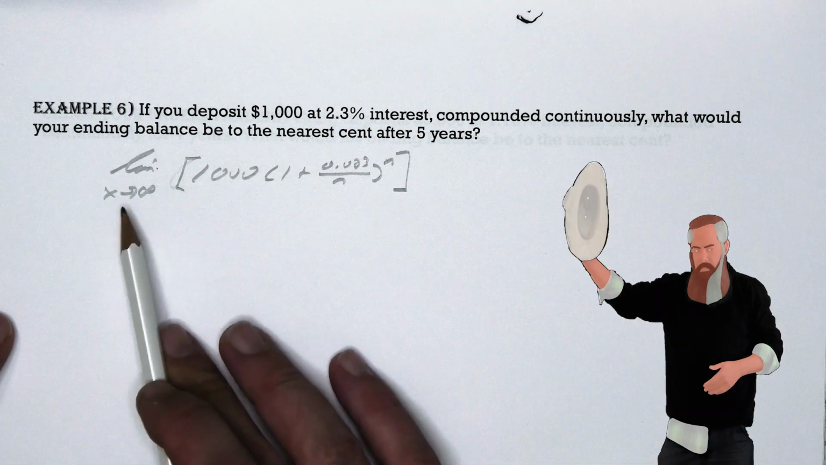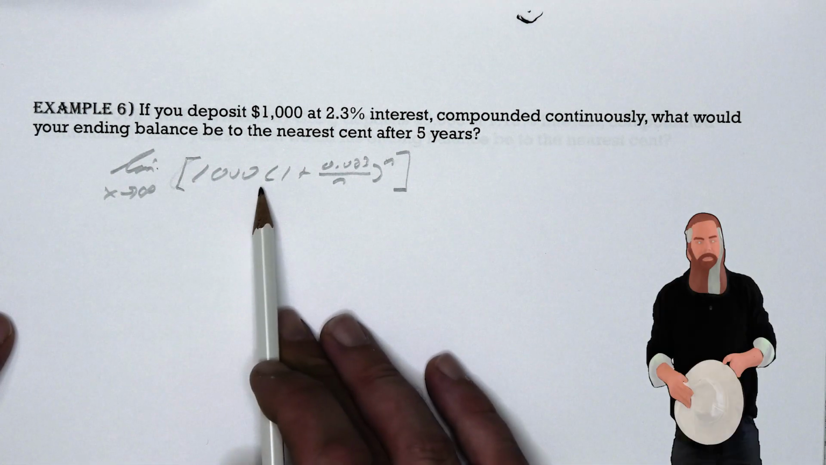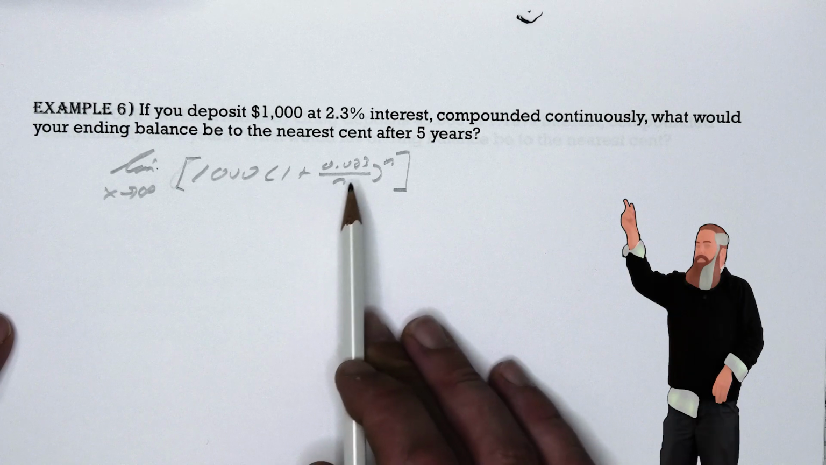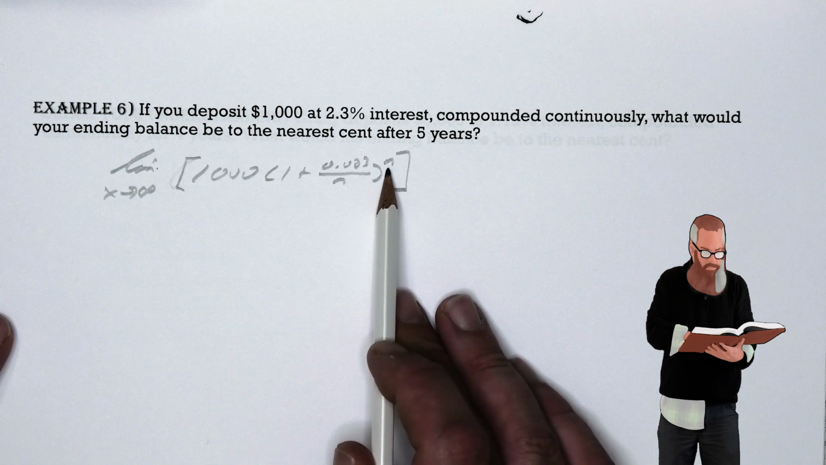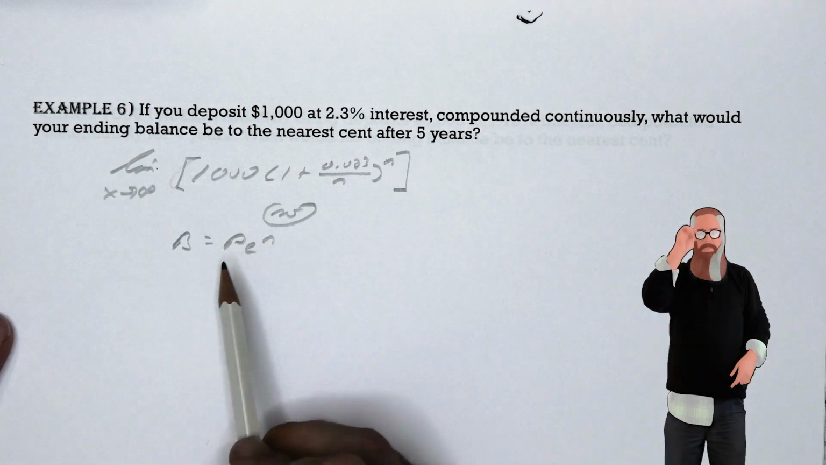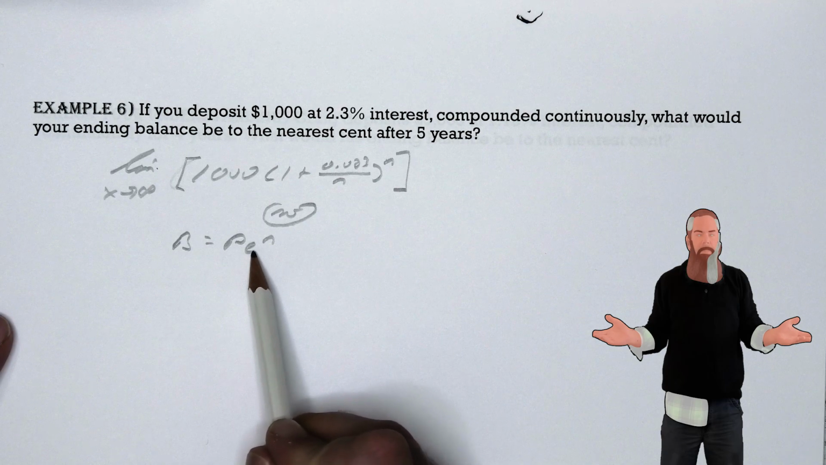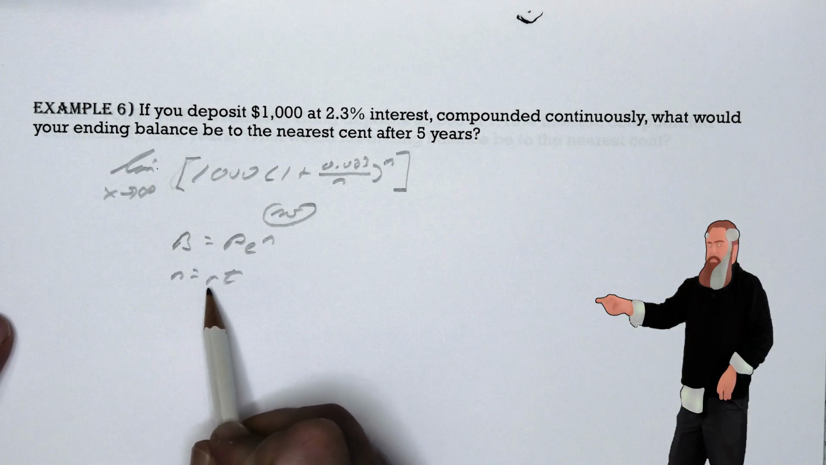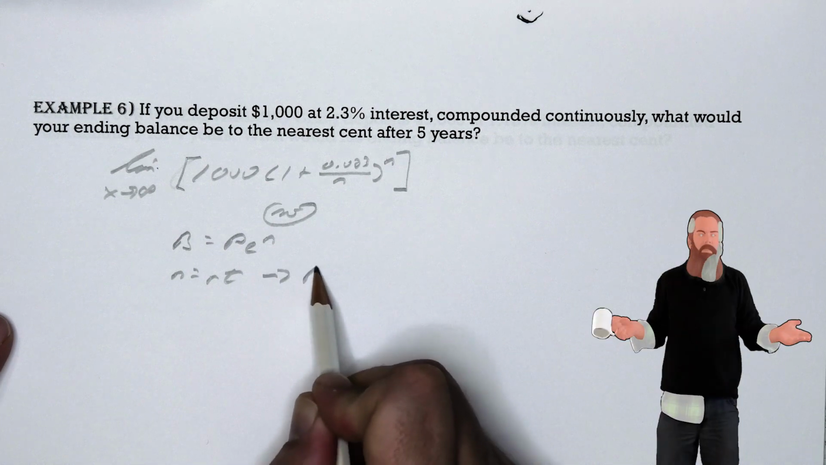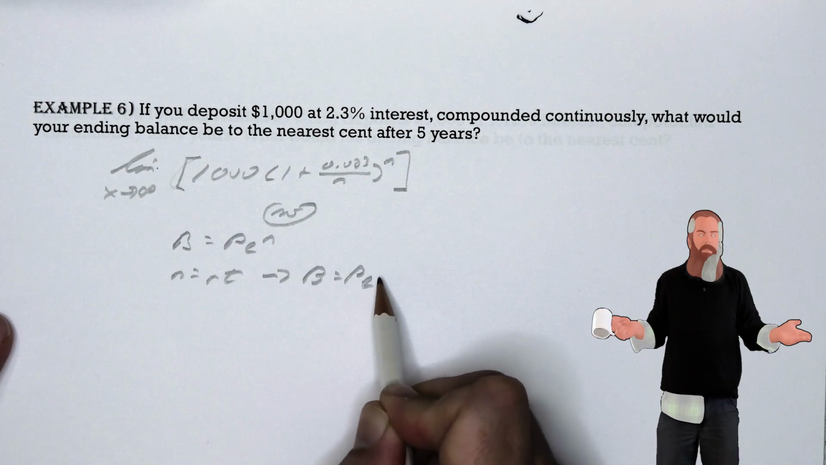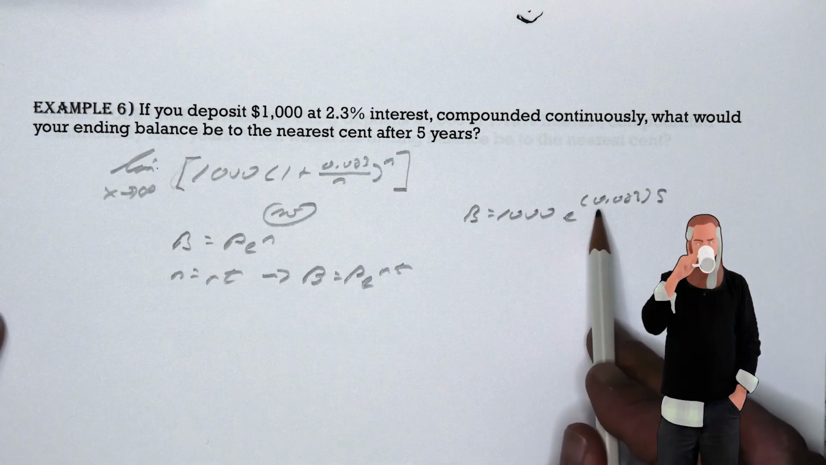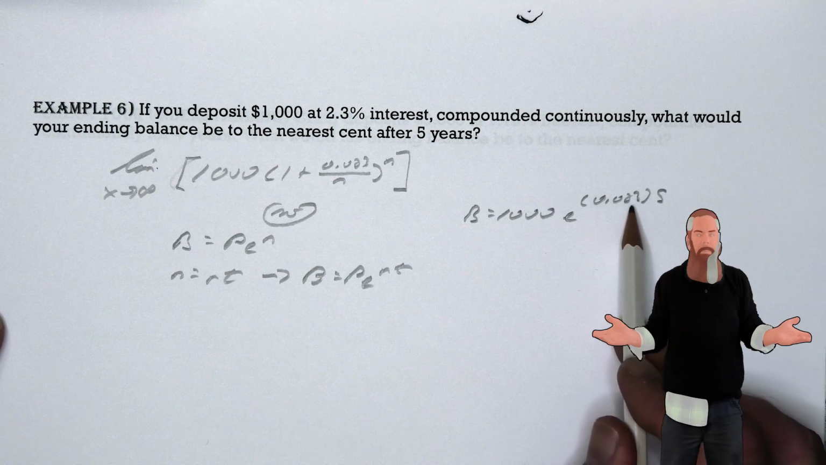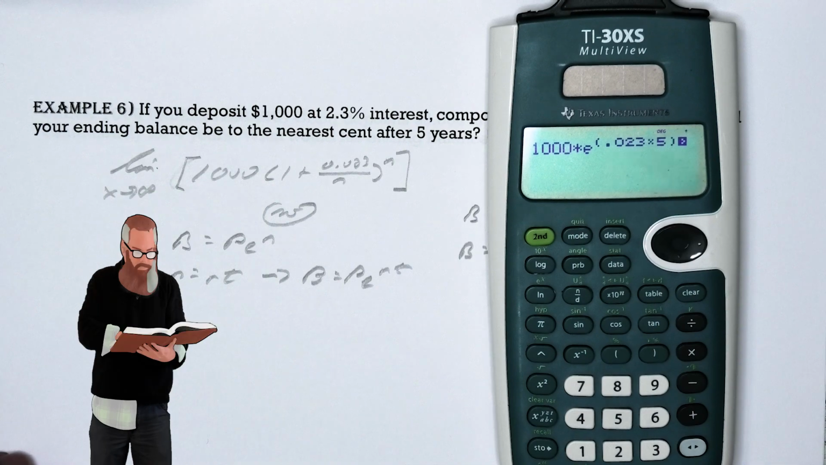This means we're trying to find the limit as x approaches infinity of 1,000 times the sum of 1 and 0.023 over an infinite number of compoundings to an infinite exponent. So we're going to use the formula B is equal to P times e to the n, where n is equal to RT, meaning we actually have B is equal to P times e to the RT power. This gives us 1,000 times e to the 0.023 times 5 power.